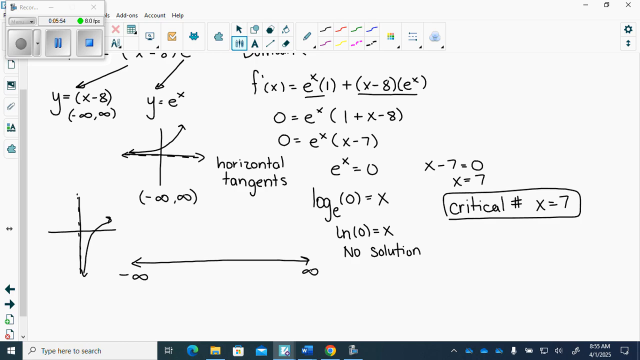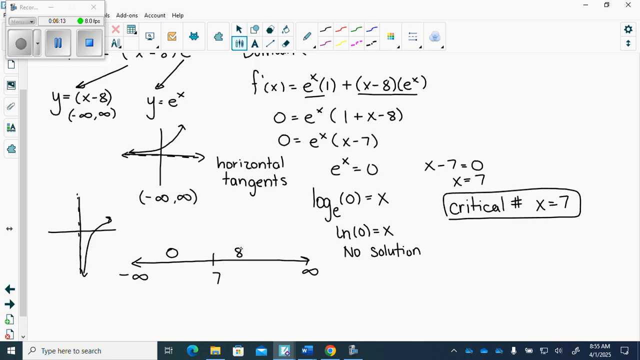So in here I have the number 7. Then I need to pick a number lower than it. Like I always do, I'll pick 0 and then 8. So I have to plug that into f prime of x. Why am I plugging into f prime? Because I want to see what the derivative is doing below that value.